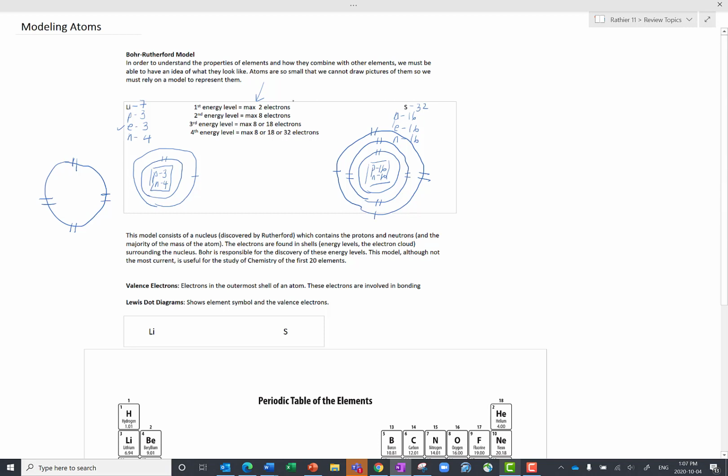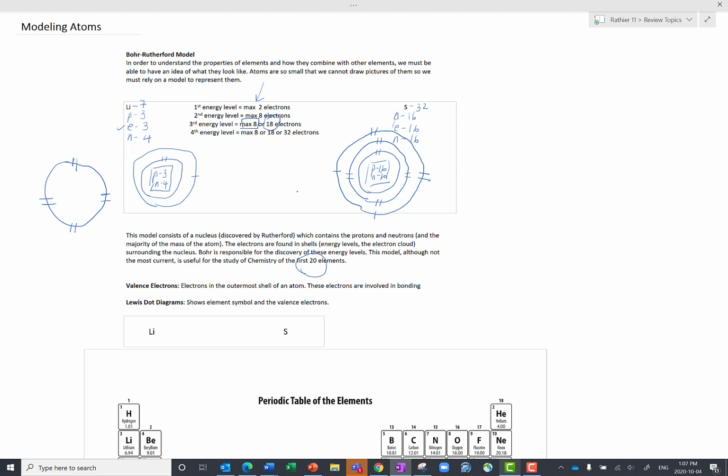Now for this piece here where I'm telling you 8 or 18, that's to be completely accurate. But the reality is we're going to be using this model for the first 20 elements. And so we're not going to have to worry at this stage about this part here, the 18. We're going to max out at 8 for our third energy level, and we'll bring in the fourth energy level when we need it. And that would be for an atom like calcium.